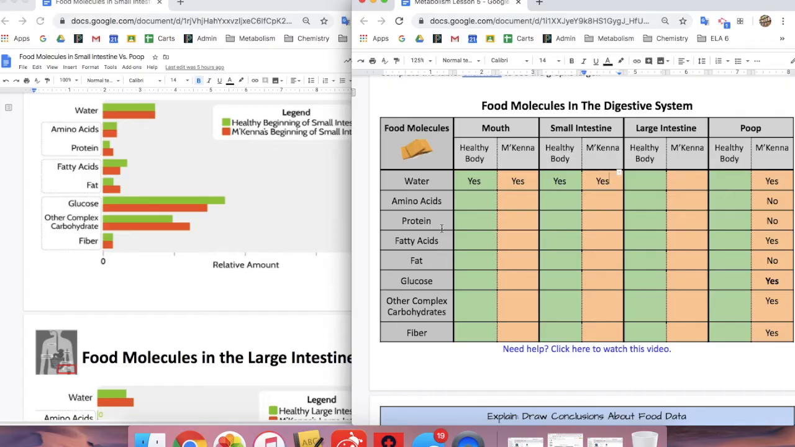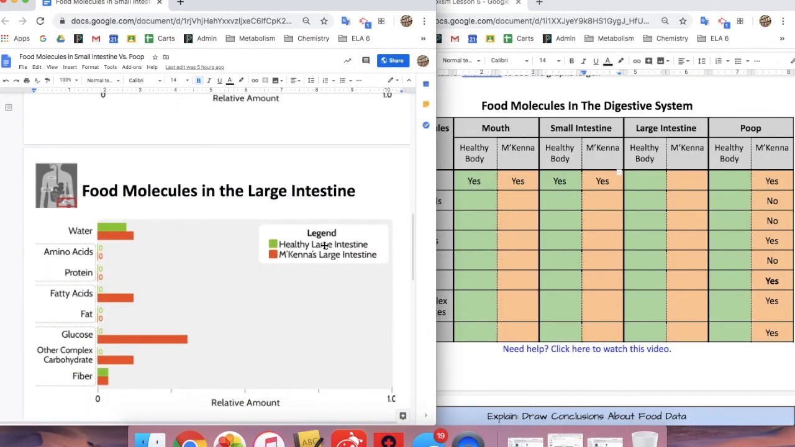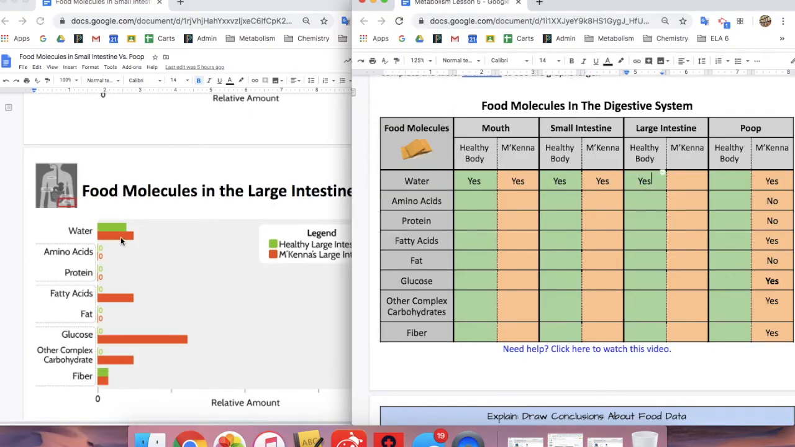Next, we're going to the large intestine. As I look at the large intestine, I can see that a healthy large intestine has water molecules after eating a graham cracker, and so does McKenna's, although McKenna's has a little bit more than a healthy large intestine.